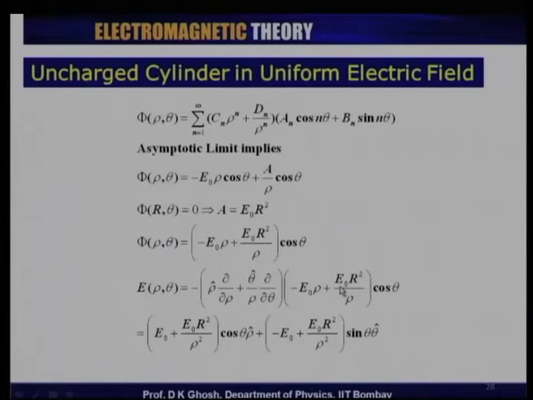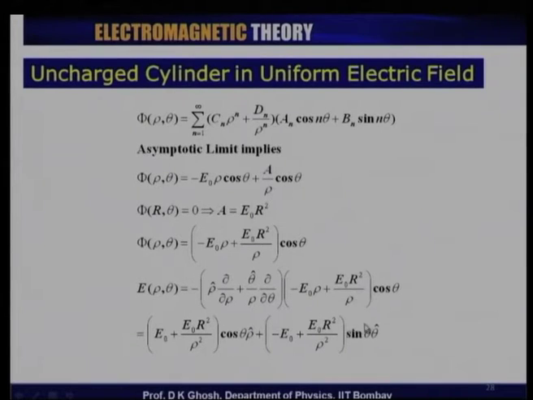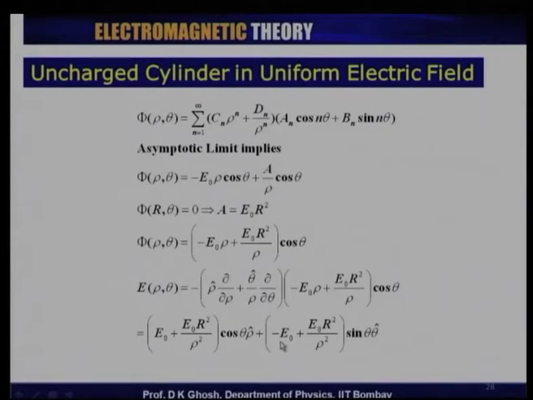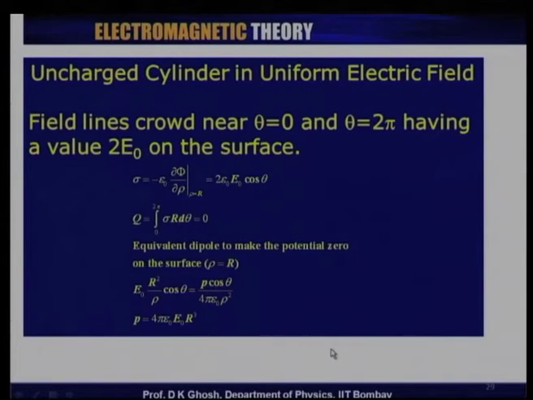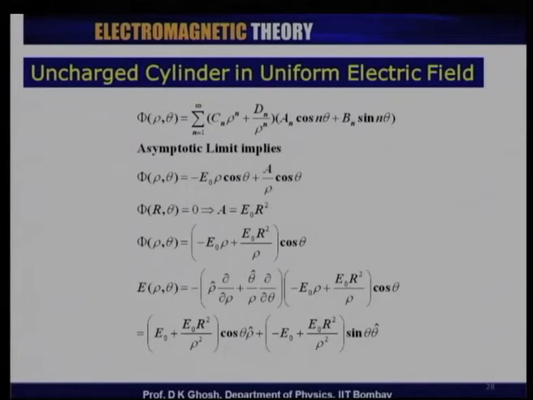Now, when you do this differentiation, you find a term proportional to cos theta, which is E0 plus E0 R squared by rho squared, times cos theta along rho-hat, and a term obtained by the differentiation of cos theta, which gives me a sin theta term, which is minus E0 R squared by rho squared. Now, notice what is happening. Once I know the electric field, I can find the normal component of the electric field, and that will give me the charge distribution.